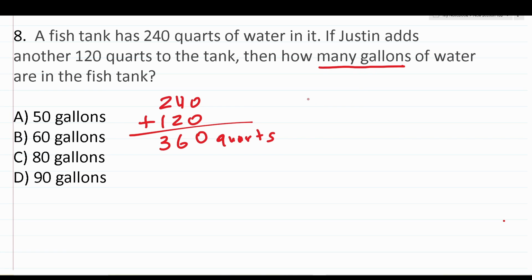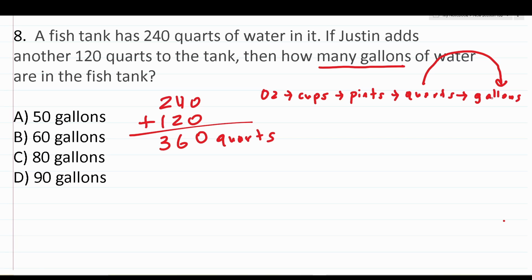So we're dealing with measures of capacity. If it's helpful, you can write those out from least to greatest. Again, we have ounces, cups, pints, quarts, and finally gallons. In this case, we're being asked to convert quarts to gallons. That is to say, we're going from a smaller unit to a bigger unit, so we're going to be dividing. You have to know that there are 4 quarts in every gallon, so we're going to be dividing by 4.